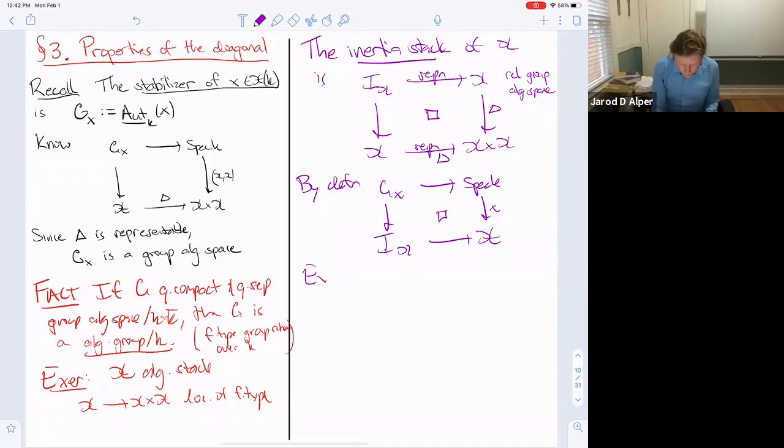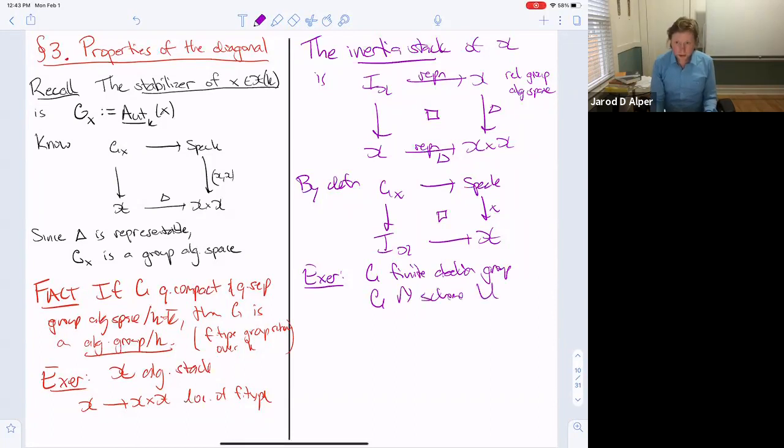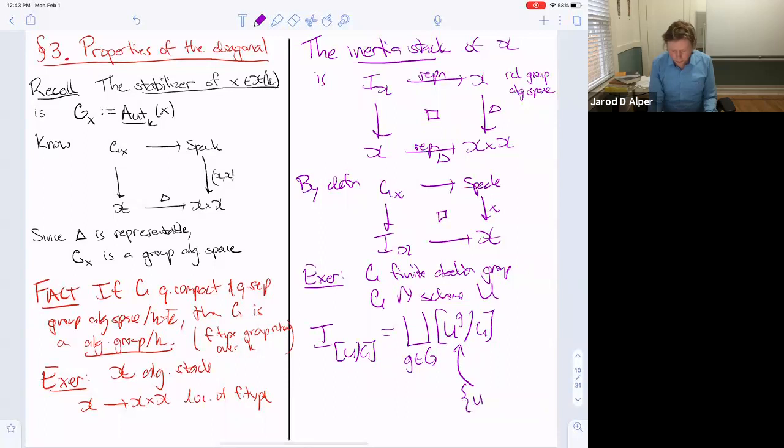And maybe as an exercise to get practice with this, take G to be a finite abelian group, and let's suppose G acts on a scheme U. Then the exercise is to show that the inertia stack of the quotient is just the disjoint union of the fixed loci of given elements, U^g, where U^g is the set of all elements in U fixed by that g. And you could also define this scheme-theoretically if that bothers you.